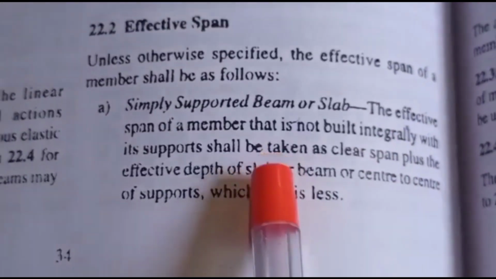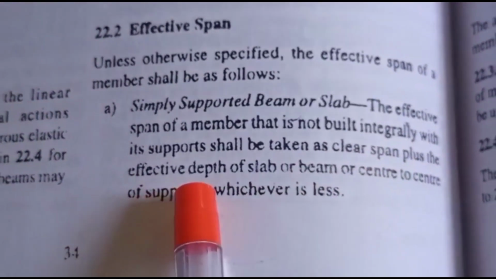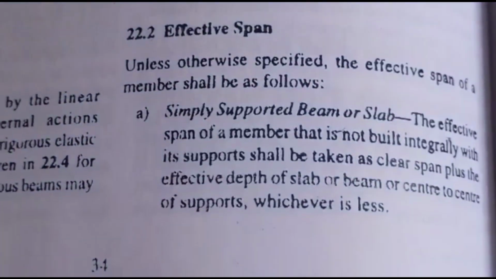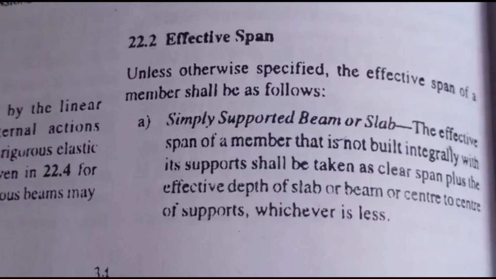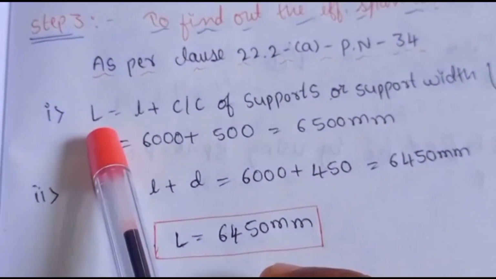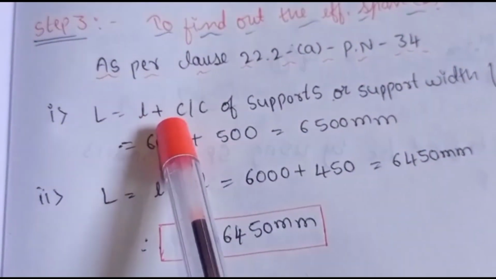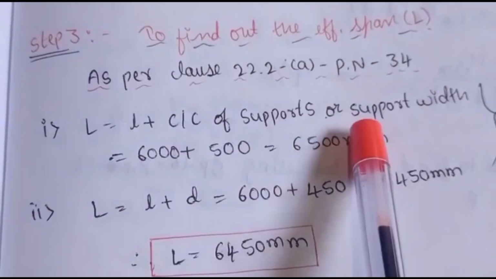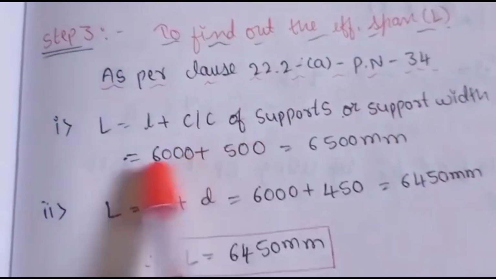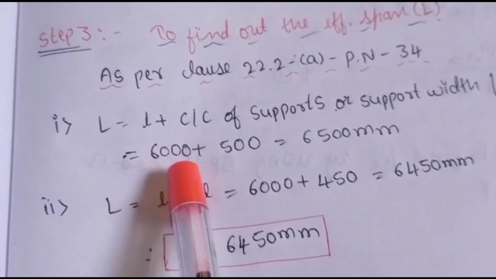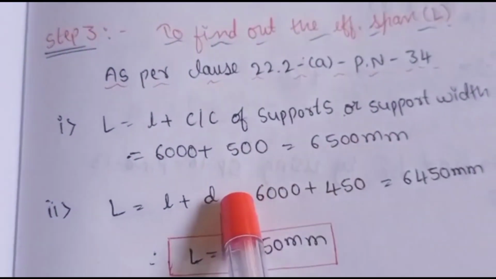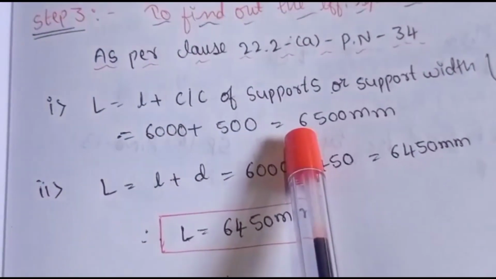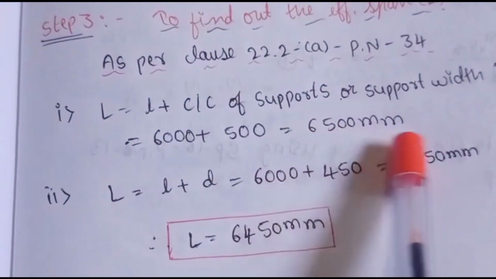They have given two cases. One is clear span plus effective depth, and the second is clear span plus center to center of supports, or supportive width. The first criterion is L is equal to clear span plus center to center of supports, or center to center of support is nothing but our support width. So our L is 6000 mm plus the support width which they have given, 500 mm. Substitute all the values, simplify this, we'll get 6500 mm.